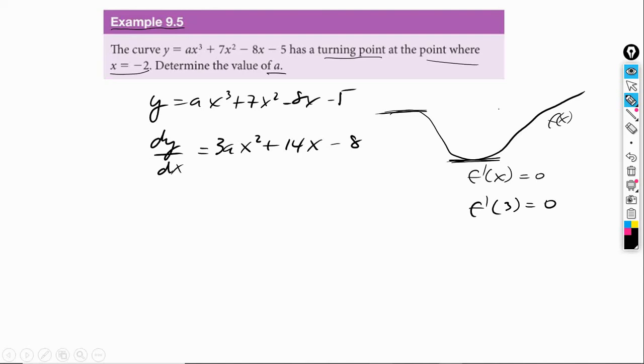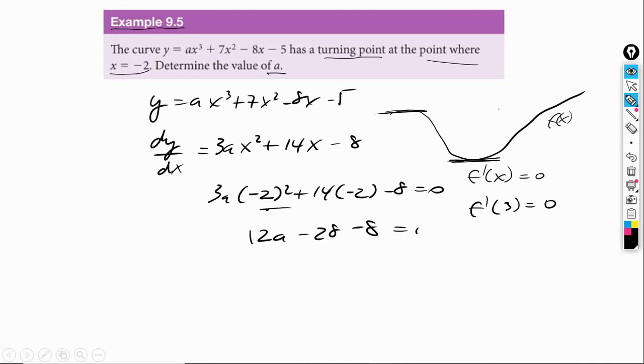Okay, so once we have this, we know that there is a turning point at x equals -2. So that means that if we plug in -2, this should equal 0. So 3a times -2 squared plus 14 times -2 minus 8 should equal 0. Therefore, we get 4 here, so times 3, 12. 12a minus 28 minus 8 equals 0. So we get that 12a equals 36. Therefore, a is equal to 3. And that would be the solution.